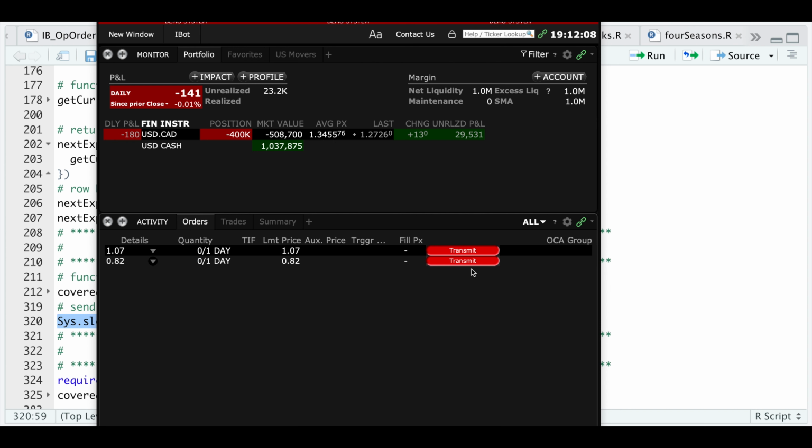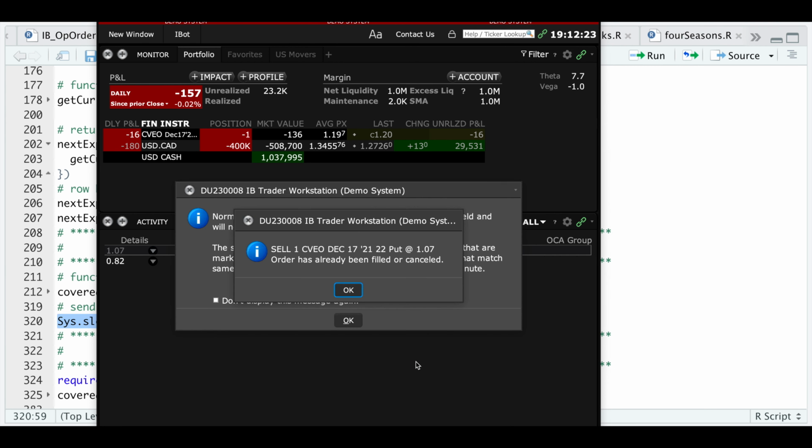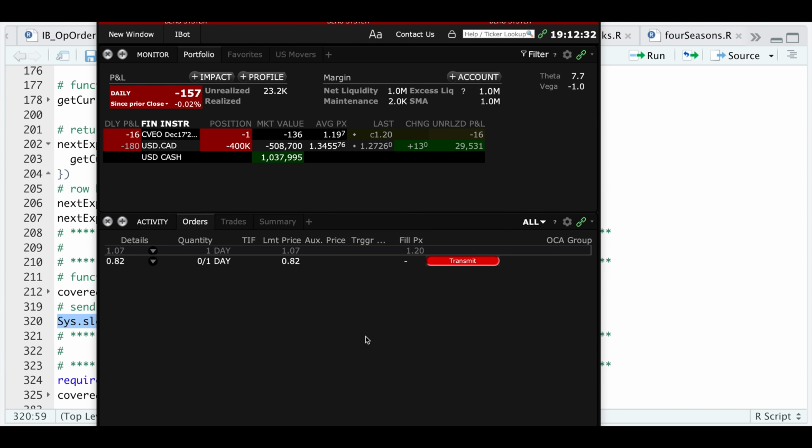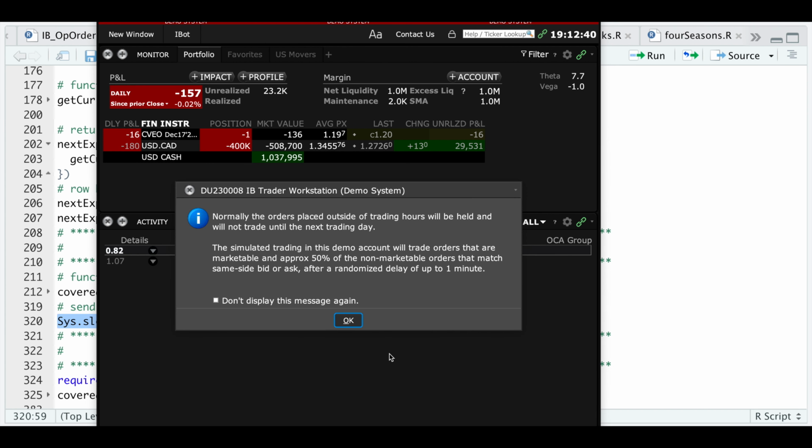You can change it in the script or just click these buttons and you should get a pop-up. I'm just going to hit use this order. Since this is a demo account, it's just saying my order has been filled, but the market is not actually open right now. So I'll click transmit again, and then I'll click use on this order.